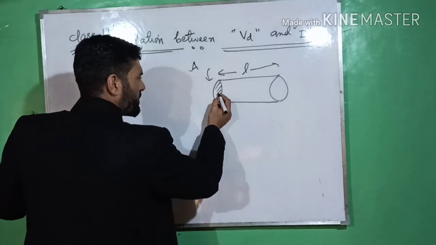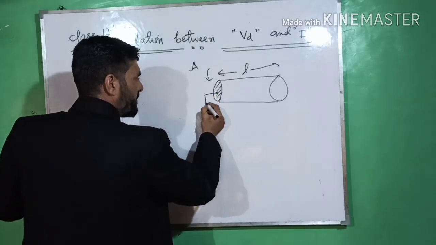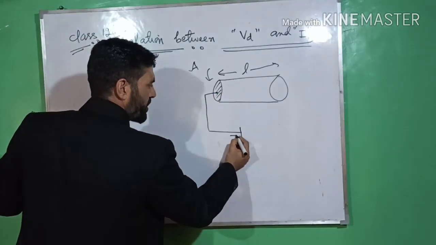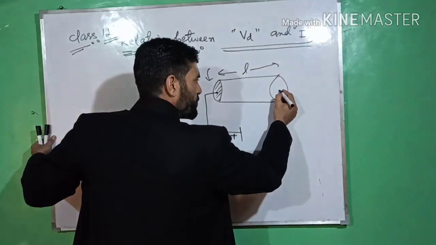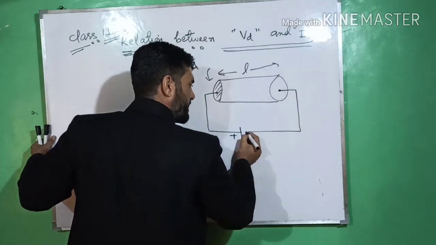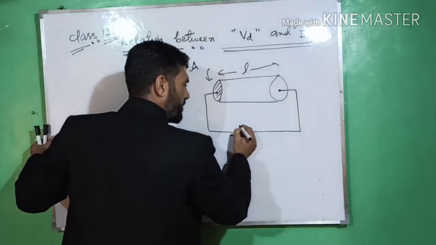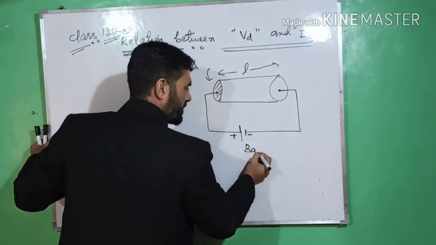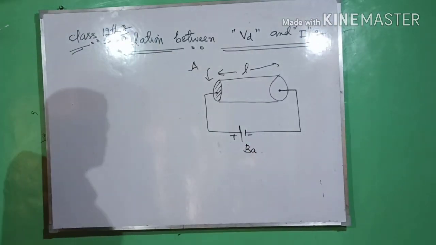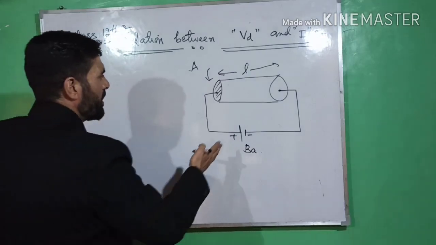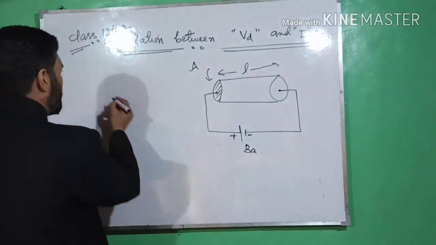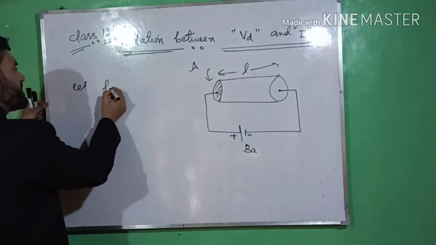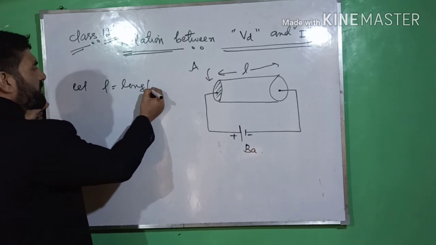This end of the conductor is connected to the positive of the battery, and this end is connected to the negative of the battery. Now first of all, it is very easy. What is L, dear students? L is the length of the conductor.